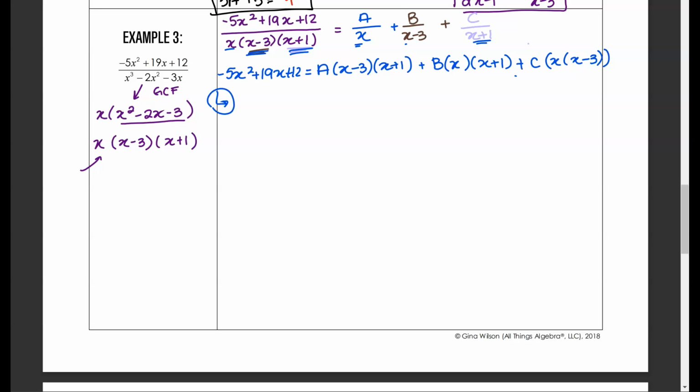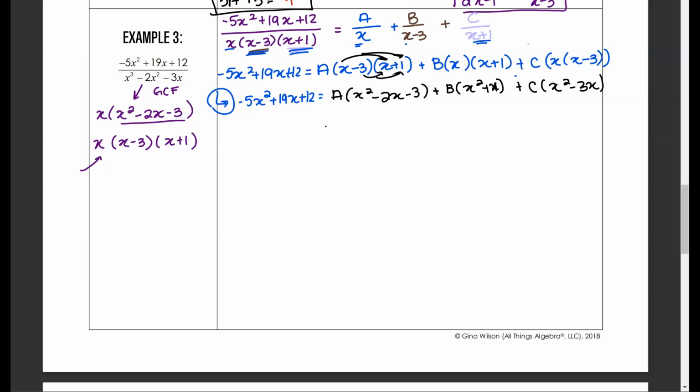All right, so now this side stays the same, negative 5x squared plus 19x plus 12. What is that going to equal? We're going to multiply this out. So that means we're going to FOIL this and also multiply that a out. But let's start with just FOILing. So I end up with a times x squared minus 2x minus 3, plus b times x squared plus 1 plus x, and then plus c, which is x squared minus 3x.